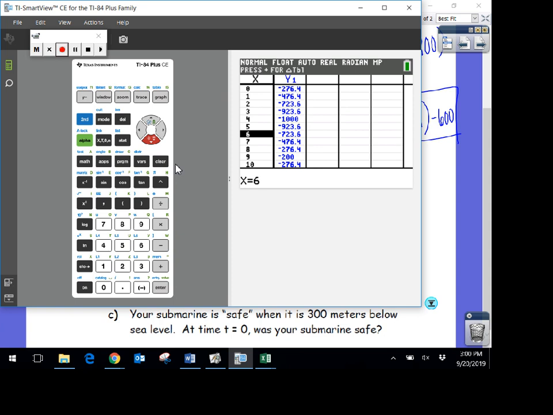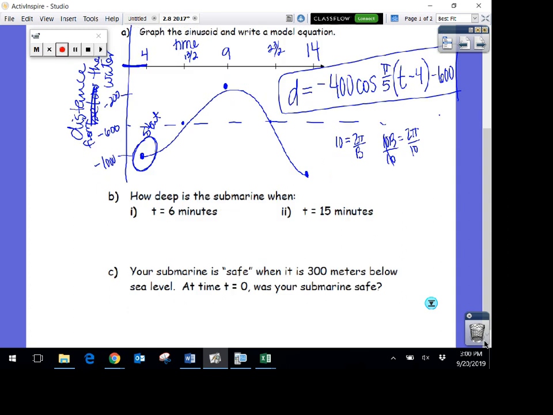So how do I know what the rest of that is? Well, I just go and highlight it, and now that whole number shows up. So now I can round correctly. Negative 723.607 feet. So at 6 minutes, we are at negative 723.607 meters. Or we could say 723.607 meters below sea level. That would be okay also. Either one of those would be okay.